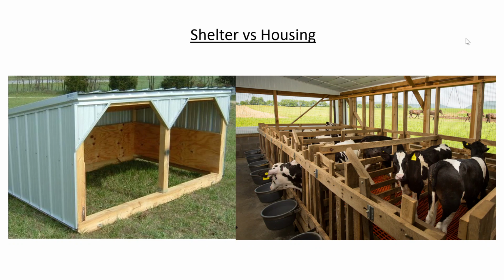Okay, so today's lesson is actually 2 in 1. The first part is about shelter versus housing, and the second one is about behavior of animals. So firstly, on the slide, we've got two different pictures. On the one side, well, both of them are types of shelters. You can see on the one side, the area is open, so the animal can come in and out, move freely as it wants to.